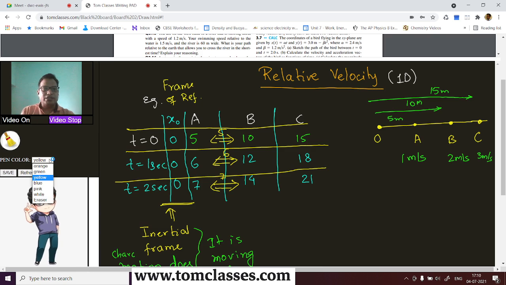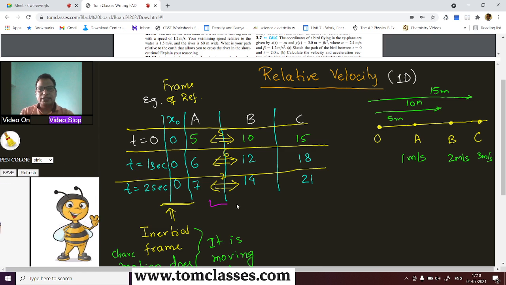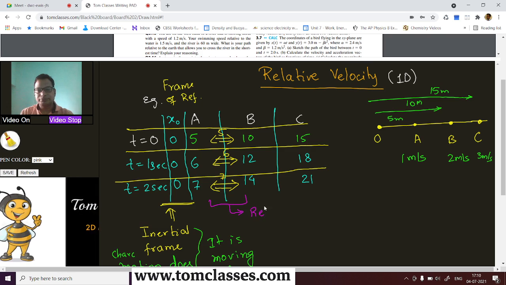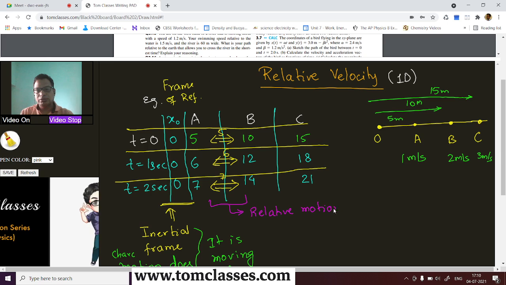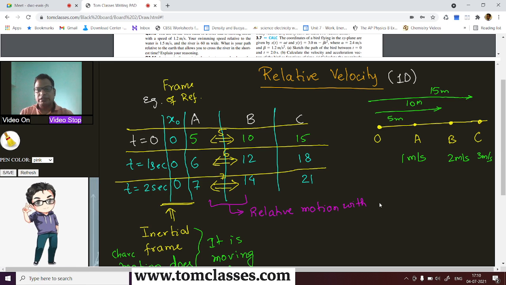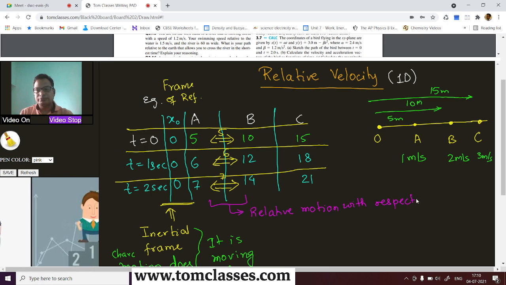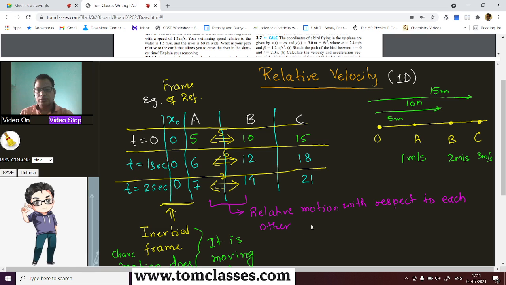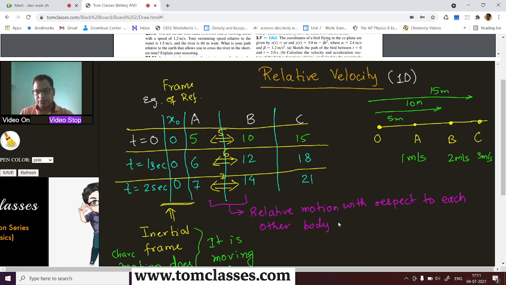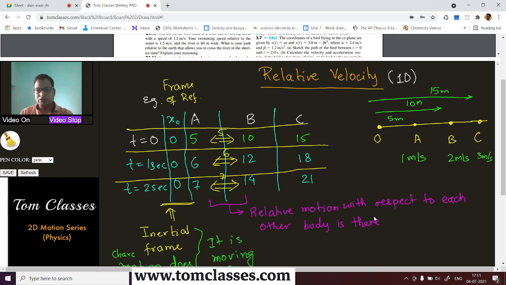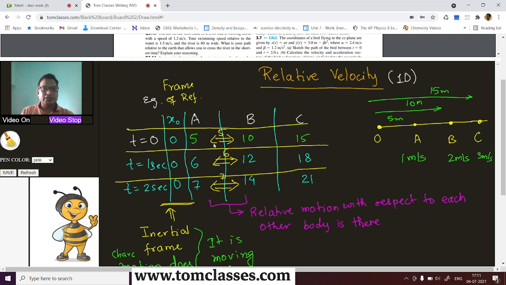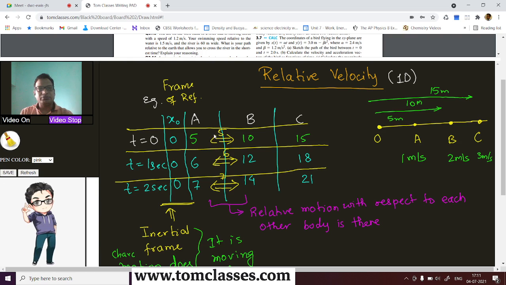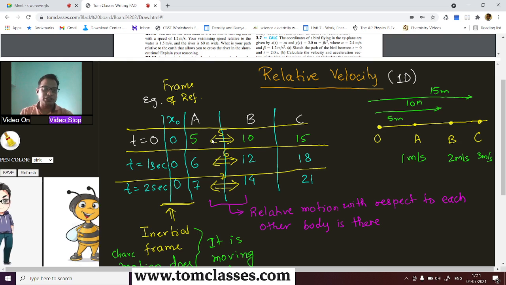So what I can say here is that there is relative motion with respect to each other between the bodies, because the gap between them is changing. This means there is going to be a change in the position with respect to each other. Okay, so here it is 5.